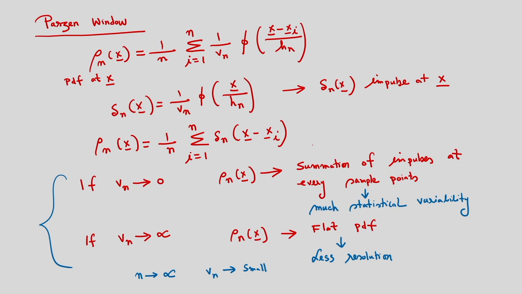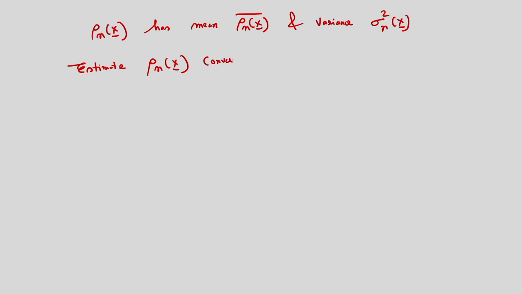Now, let us discuss about the conditions for the convergence. Let us consider this nth estimate of the density has a mean, the mean is represented by Pn(x) bar, and the variance, sigma n square (x). So, we are considering the mean is Pn(x) bar and variance is sigma n square (x). So, now this estimate, that is the nth estimate, converges to the actual density. Actual density is P(x). So, what are the conditions?